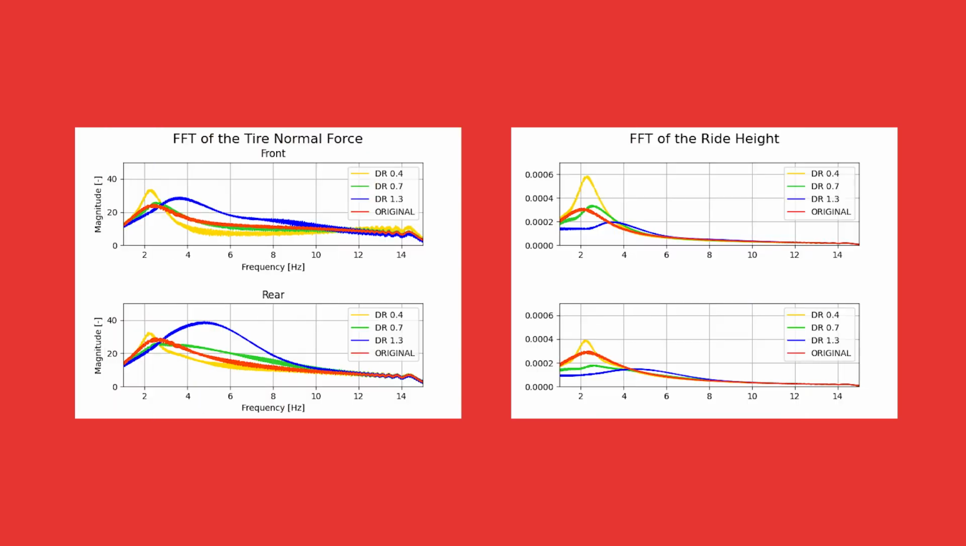If we were to plot the FFT of all of these 4 dampers for both the tire loads and ride height variations during the sweep, we would see these graphs that confirm version 6, in green, performs well all around when compared to the other ones.